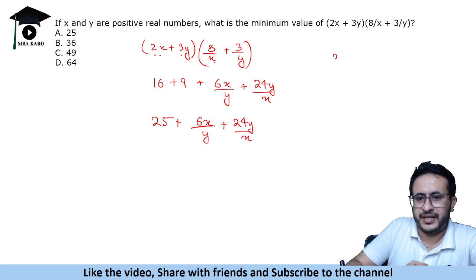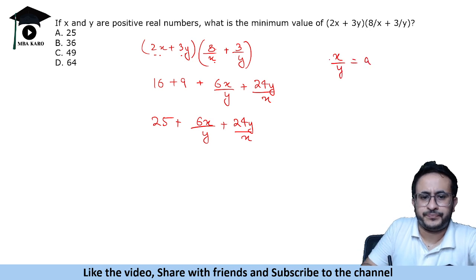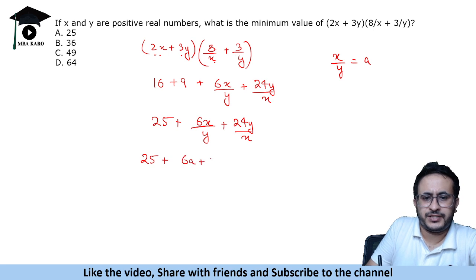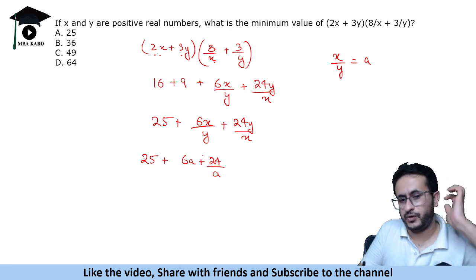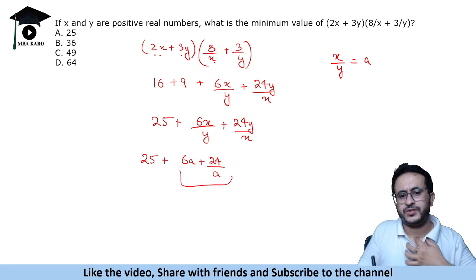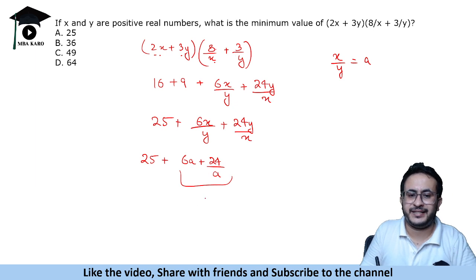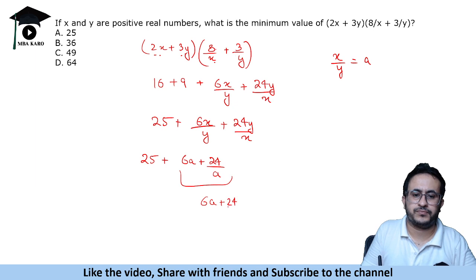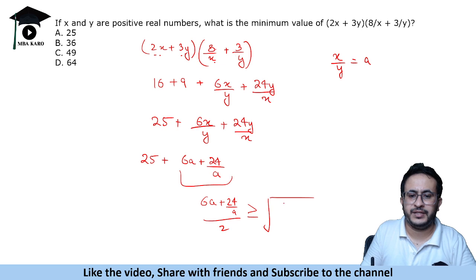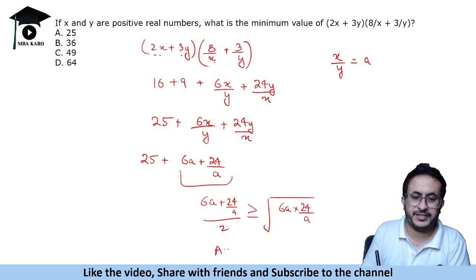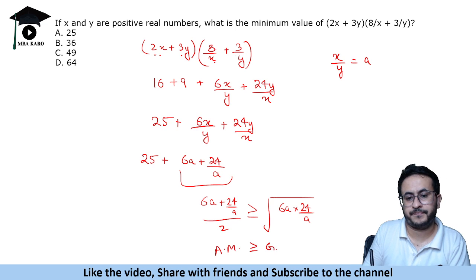Let us say x upon y is equal to a. So this expression is 25 plus 6a plus 24 upon a. That's what we get as the expression, and we need to find its minimum value. The AM-GM inequality says that the sum of these two will be greater than or equal to the square root of 6a into 24 upon a. That is AM is greater than or equal to GM.